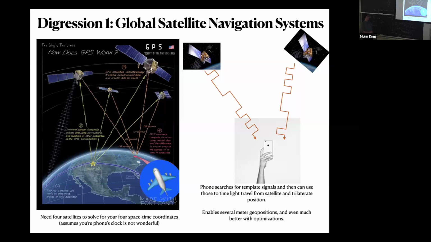Since your phone doesn't have an amazing clock on it, you need to constrain 4 numbers, you need 4 space-time coordinates, so you need 4 satellites. Once it finds the distance to 4 satellites, it's able to trilaterate its position to the meter.